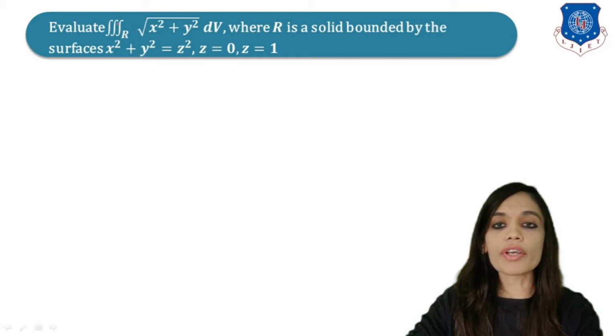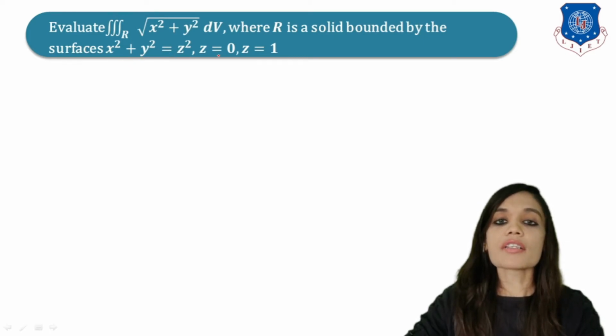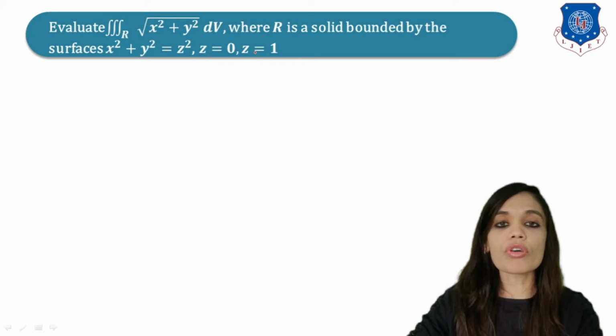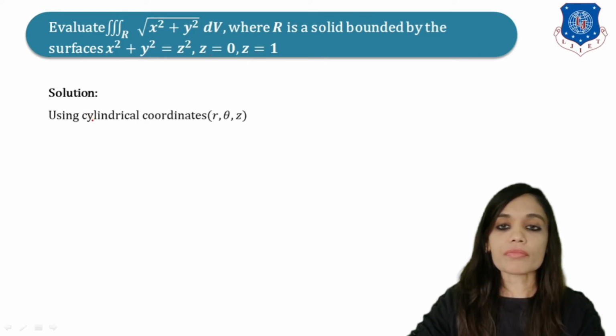Here we have to evaluate the triple integral over R of square root of x square plus y square dV, where R is a solid bounded by the surfaces x square plus y square equals z square, z equals 0 and z equals 1. So this is a cone and it is bounded by the planes z equals 0 and z equals 1. Okay, so now let us start with the solution.